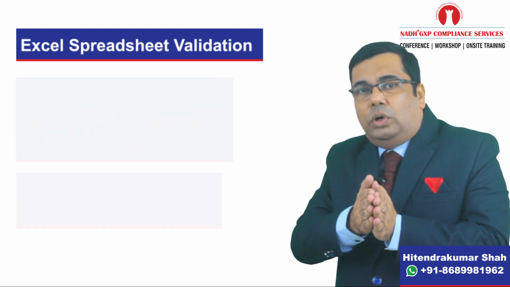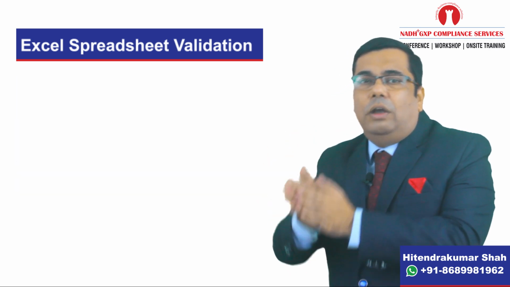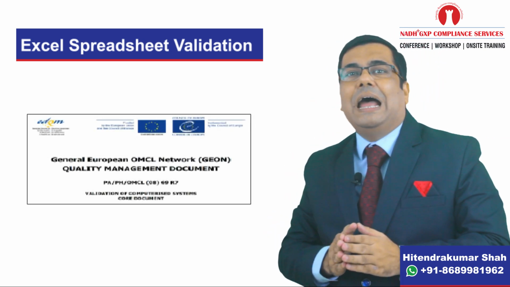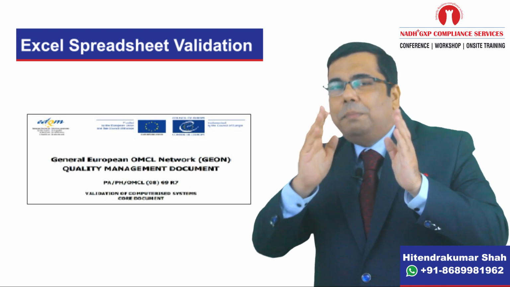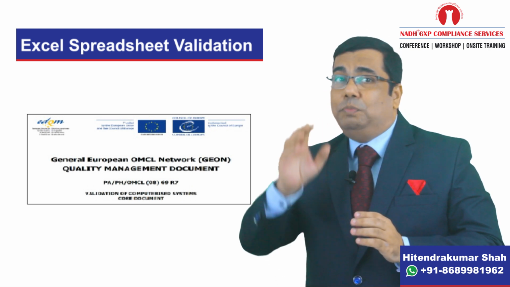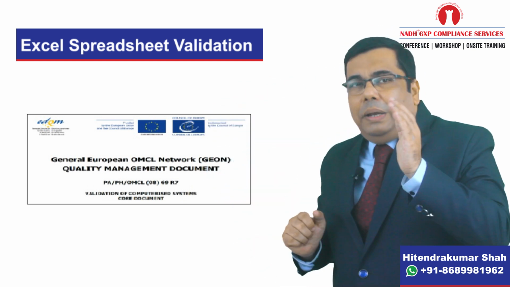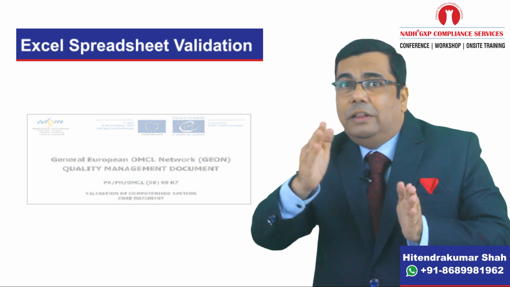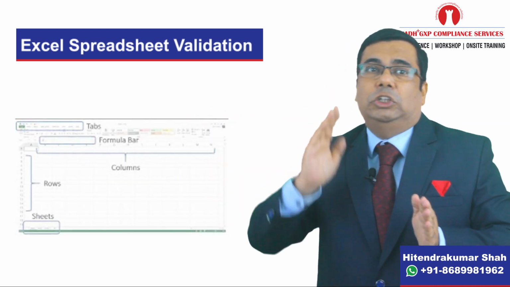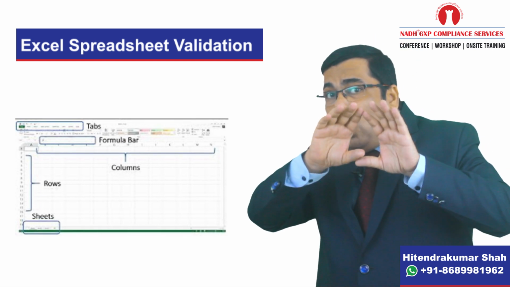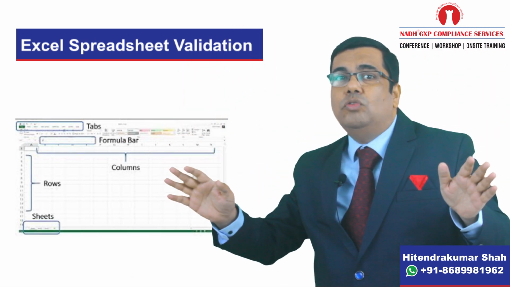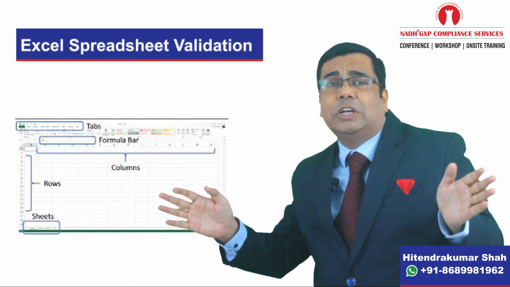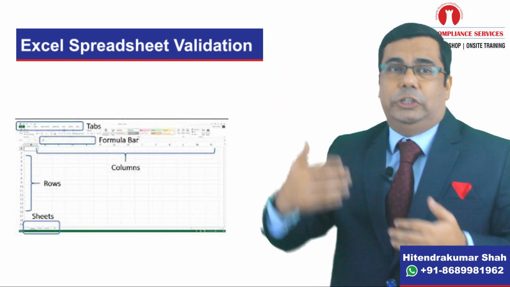So let us discuss control on Excel spreadsheets and validation of Excel spreadsheets. For validation of Excel spreadsheets, there is a guideline by the General European OMCL Network Quality Management Document, specifically Annex 1, which can be used. Let us first understand what is meant by Microsoft Excel. Microsoft Excel is a program included in the Microsoft Office suite of applications. It is called a spreadsheet because it represents tables of values arranged in rows and columns throughout the spreadsheet or worksheet. That is the reason we call it a spreadsheet.